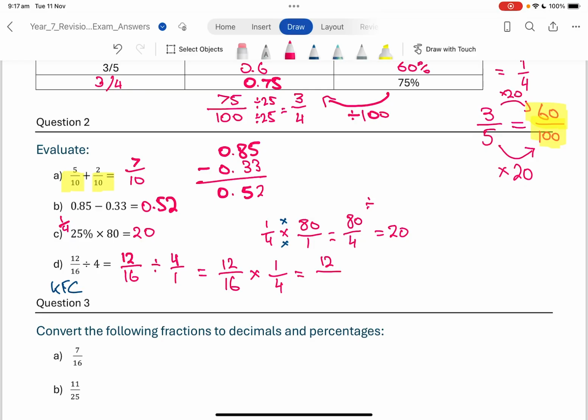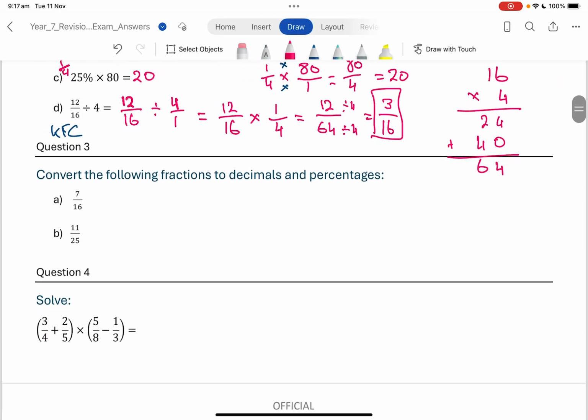16 times 4, well, obviously, if it's in the calculator allowed section, you can do it with the calculator. But for our purposes, I'm going to do it like this, right? So we get 64. And now I need to divide top and bottom by a highest common factor. I don't know if it is the highest, but we're going to start by dividing top and bottom by 4. Because I know for a fact that that's going to give me 3 over 16. And yes, that is as simple as it goes. Cool. All right, question 2 done.